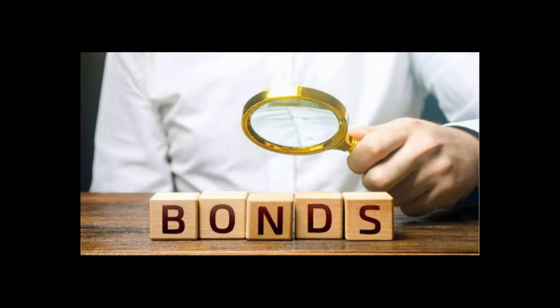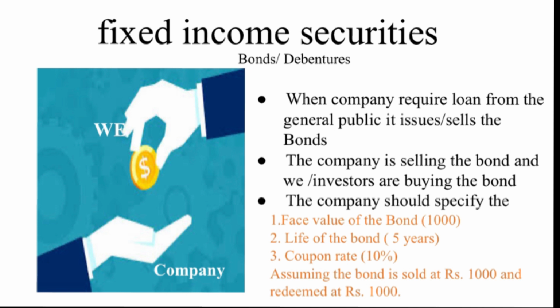Now, let us learn what is bond and debenture. When the company wants a loan from the general public, it issues or sells bonds or debentures to the general public. So, the company is selling the bond and we as the investor are buying the bond.